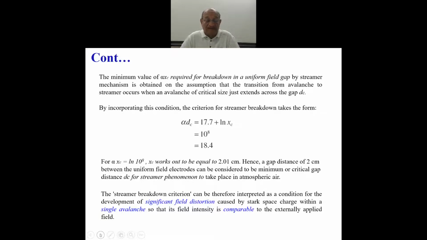That means when the avalanche of sufficient size is able to develop, the space charge starts affecting the field between the two electrodes. That is the main thing. So another field is given rise, and that does happen. The assumption made is that the critical size of the avalanche is able to grow, which contains the total number of charged particles equal to 10 to the power of 8.